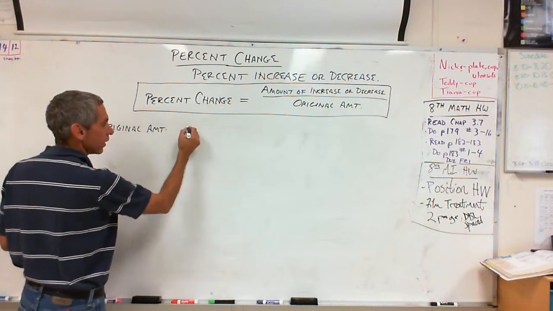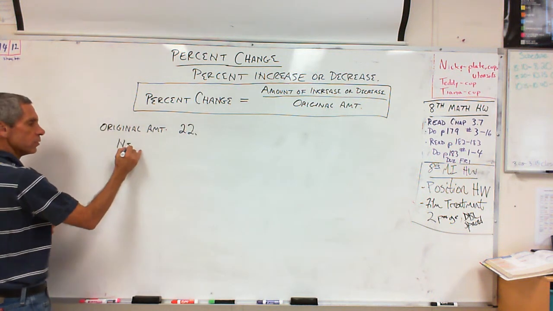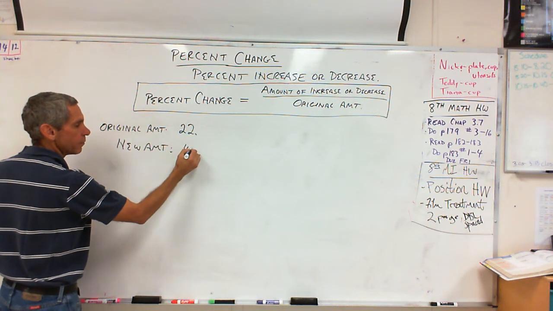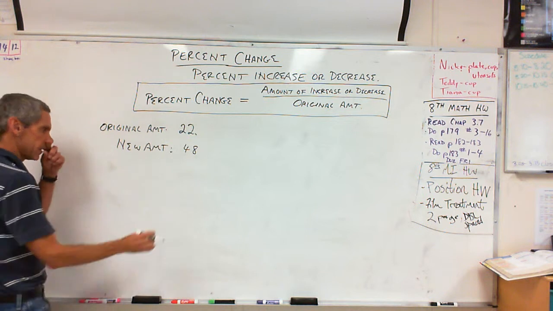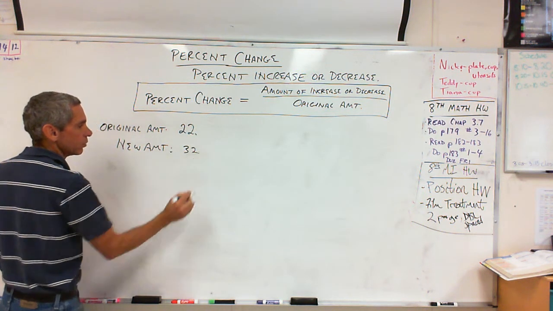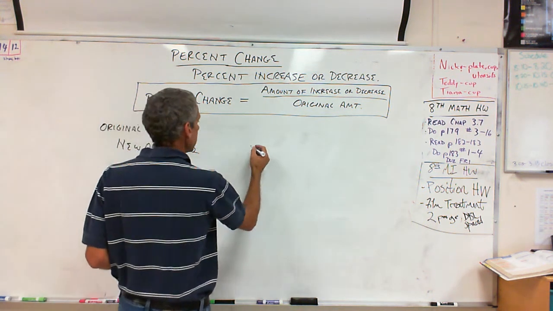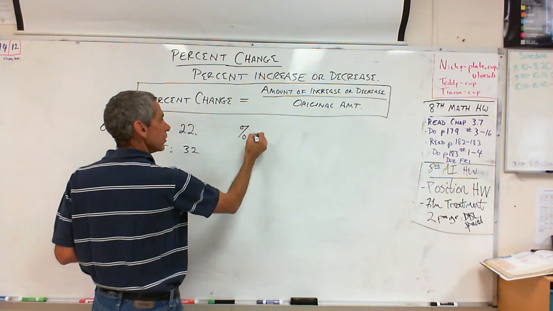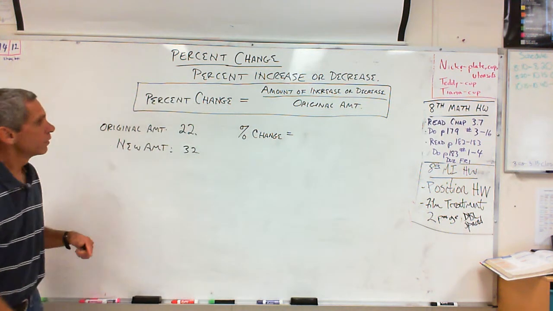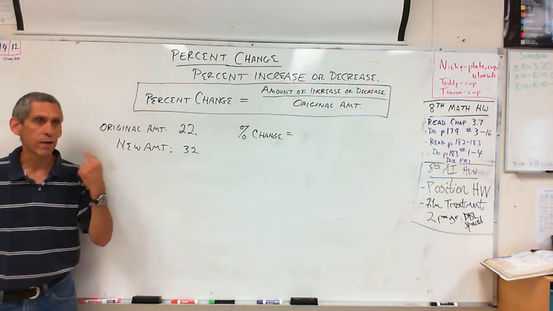The original amount, say, was 22. And the new amount, say, is 48. Actually, let's not go so high. Let's go 32. All right. What you're going to do is you're going to say the percent change is equal to the amount of increase or decrease. The way you get that is you just take, go ahead, Hannah, what do you do?